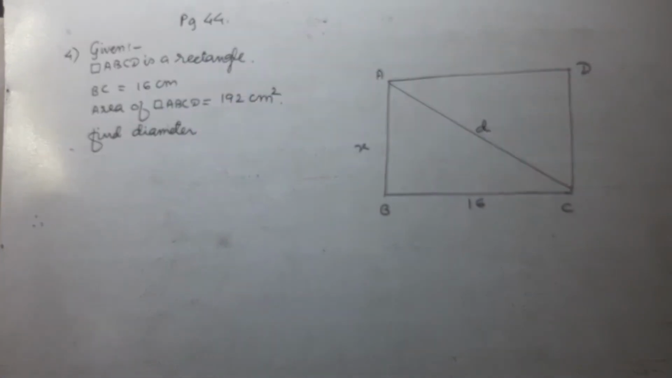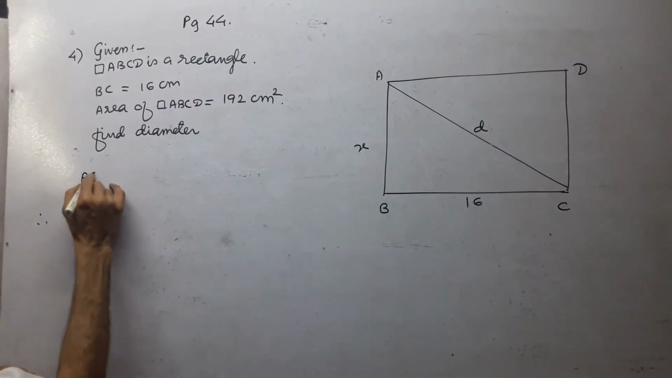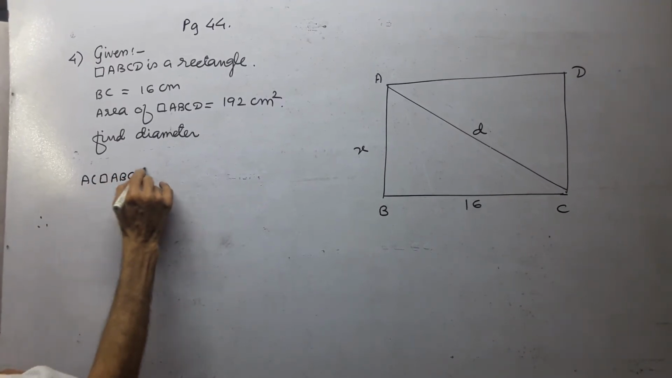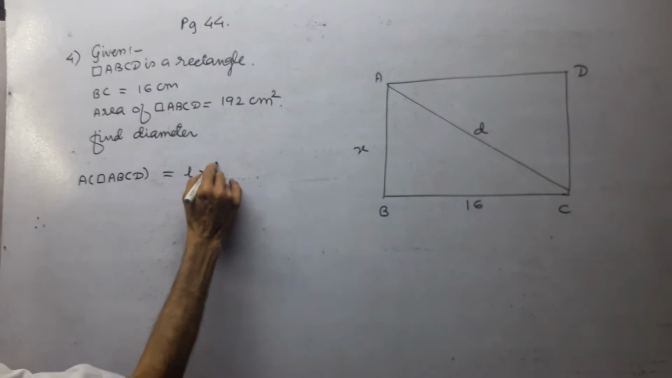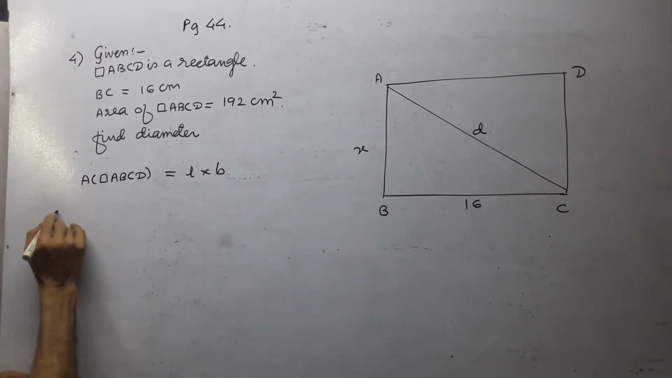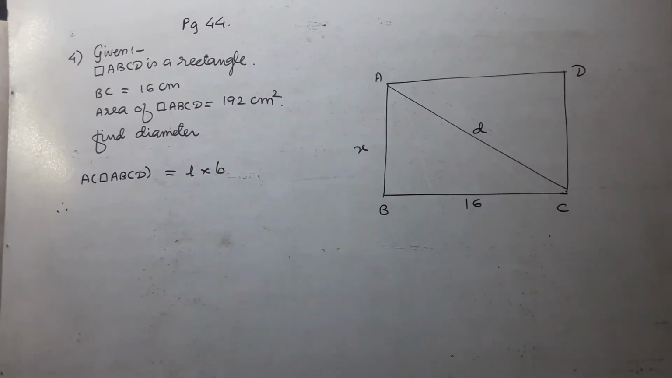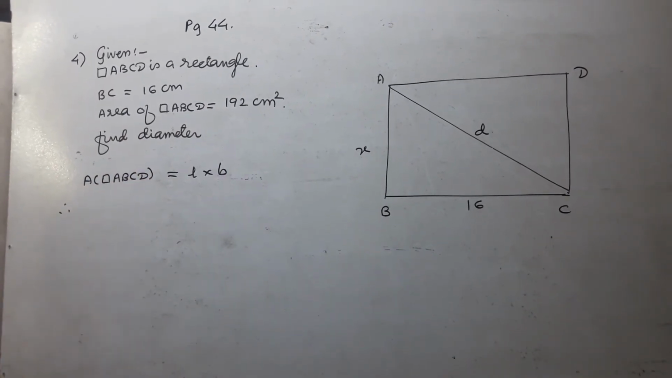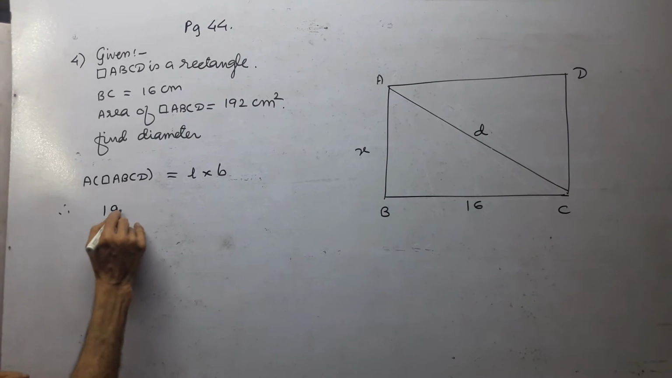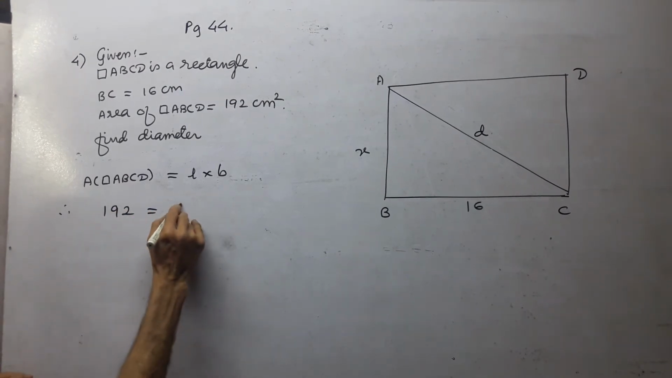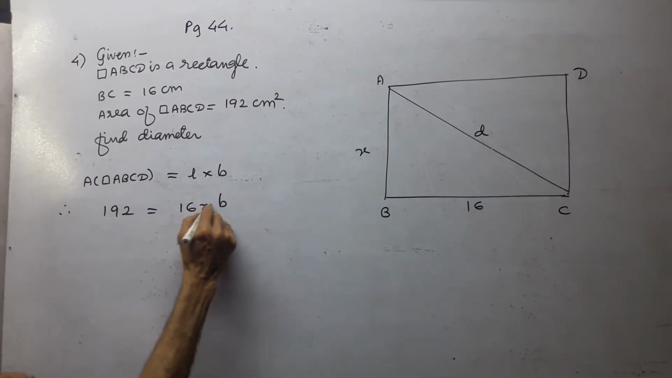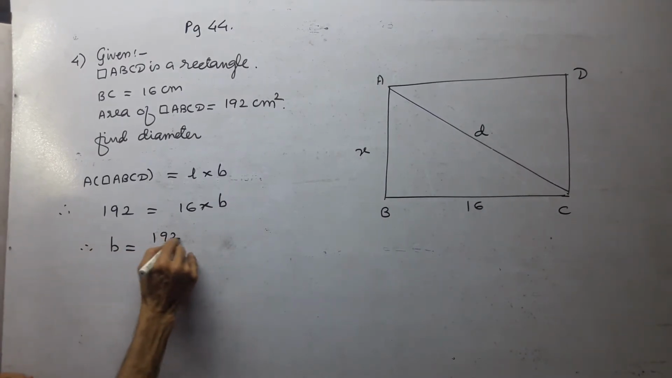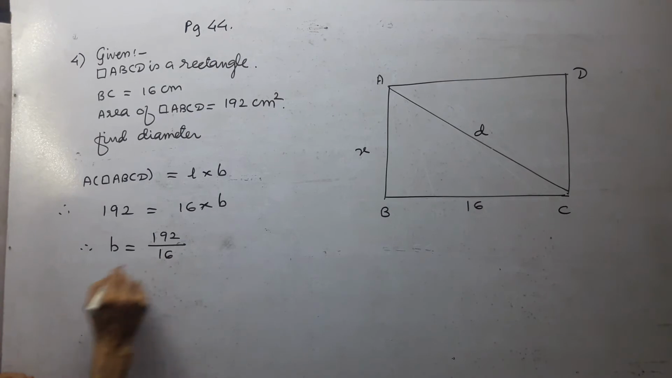And therefore we know that area of a rectangle ABCD is equal to length into breadth. First write the formula. After formula comes substitution. So we are going to substitute. Area of a rectangle is 192. So in place of area of a rectangle, write 192 is equal to length 16. But breadth is not given, so take B. And therefore B is equal to 192 upon 16.